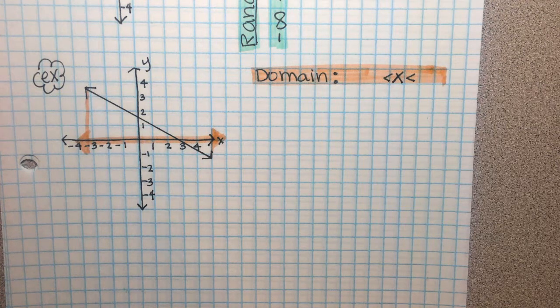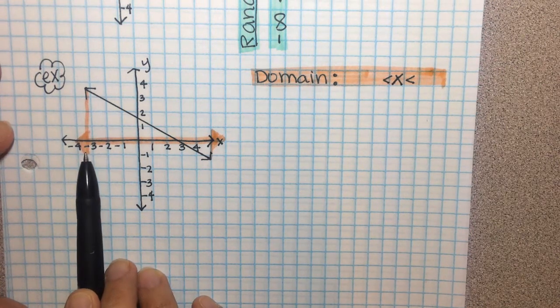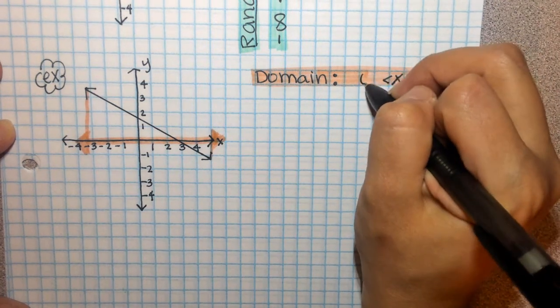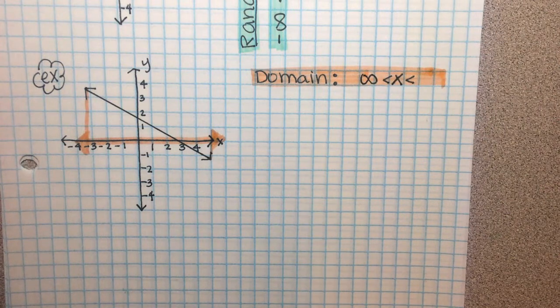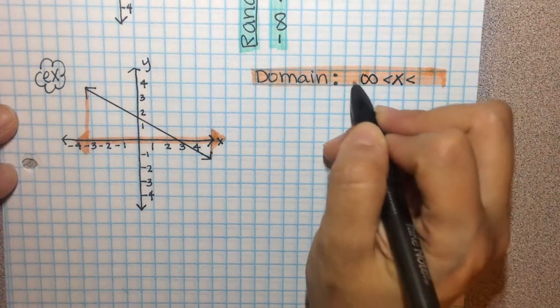Arrow on this end. What does an arrow mean? Infinity. And to which direction is it pointing? To my negatives or my positives? So negative infinity.